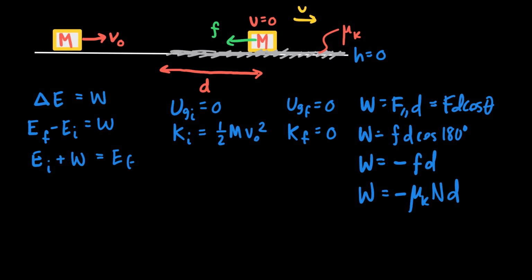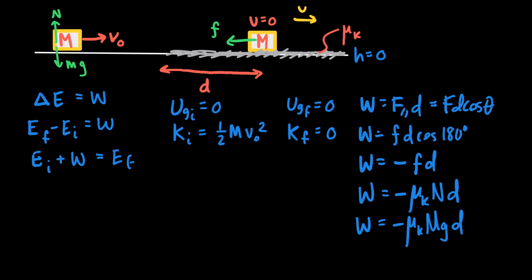If we made a free body diagram for this box, we would know that the normal force, which points up, is equal to the weight of the box, which points down. And so I can write this equation for the work done on the box as minus mu k mg times d.